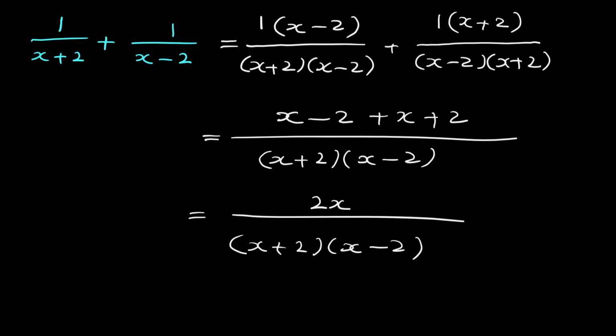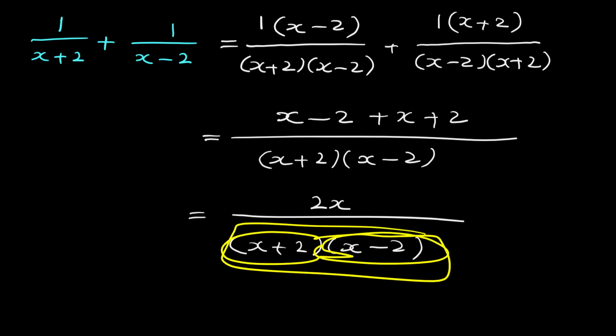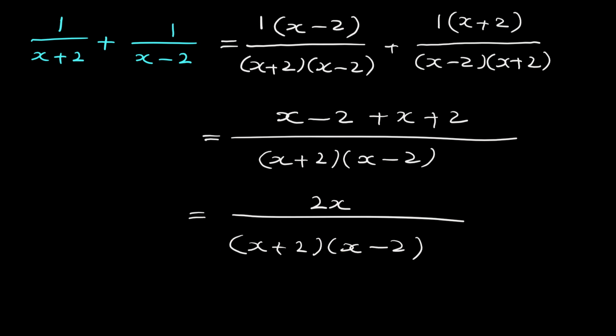And please pay attention, here in the denominator, should we multiply these brackets by each other? No, it's better to leave it in the factors form. There is no reason to really multiply the denominator by denominator. So it's not a good idea to multiply these by each other. Leave it in the factored form. But it's not wrong to multiply them by each other.